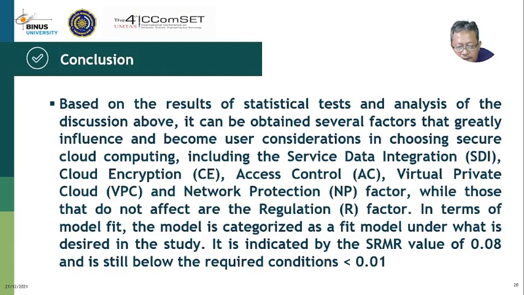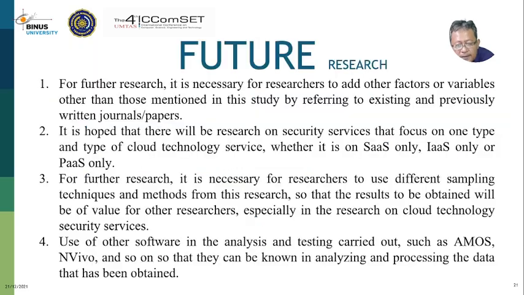Finally, the conclusion of this research is that service data integration, cloud access control, federal private cloud, and network protection have a significant influence and must be considered by users when choosing secure cloud computing. For future research, perhaps other variables will be used, analyzing one type of cloud computing such as software as a service (SaaS), infrastructure as a service (IaaS) and PaaS, and perhaps using other software tools like iMOS and NVivo.